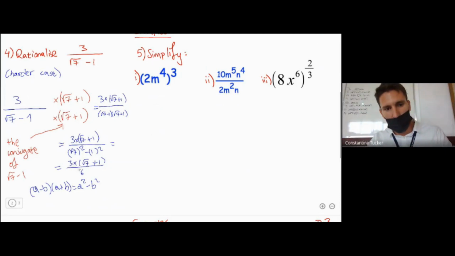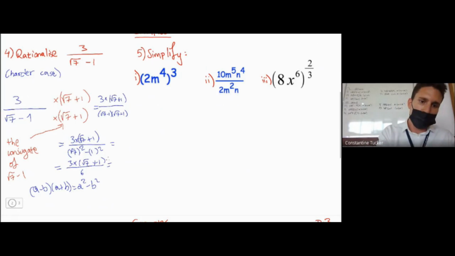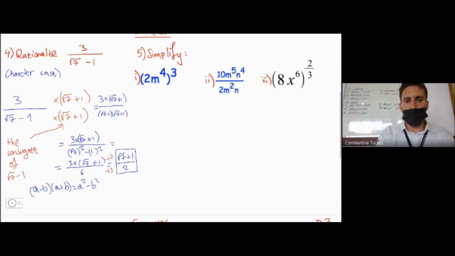So here we've got 3 and 6 down here. Most students will be happy to just leave it like this. But this is an opportunity here to simplify. Notice how 3 and 6, we can actually simplify them by dividing them both by 3. So if you divide by 3 and you divide by 3, then what you get is just root 7 plus 1 in the numerator and 2 in the denominator. So that would be your final answer here.